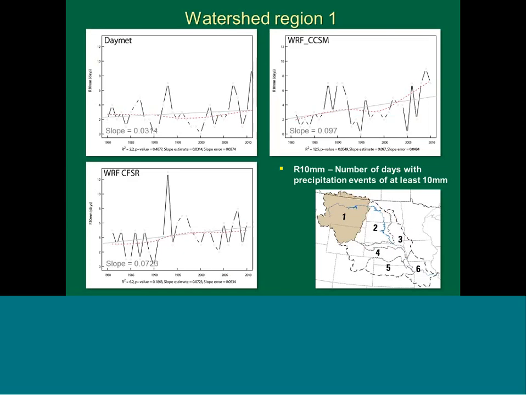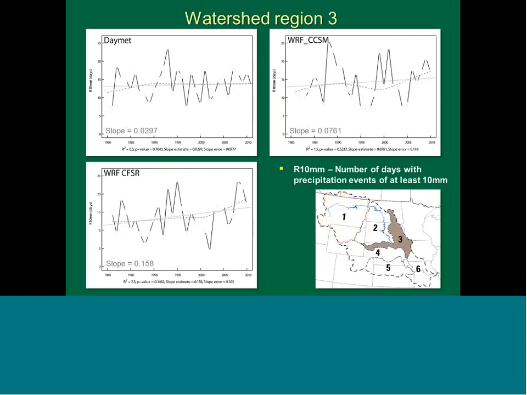If you look at Watershed Region 1, you'll see that DAMET is showing a slight increase in these heavier precip days, and the 2 models are showing a greater increase in the precip days than what the reference shows. And then looking at Watershed Region 3, they're fairly comparable, though the simulations tend to show a greater number of days for those heavy precip events.